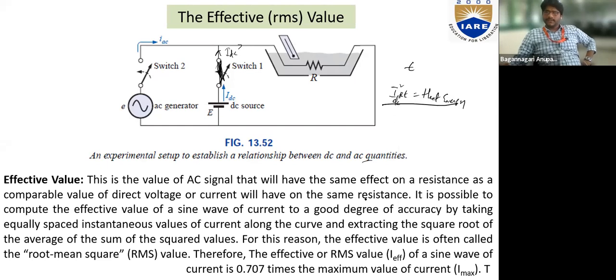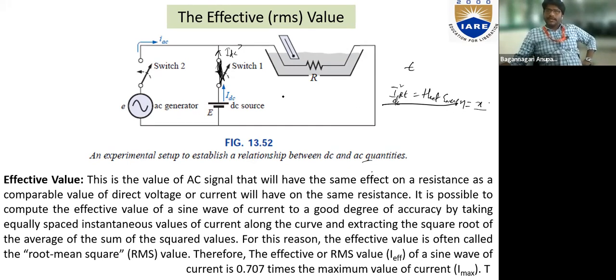So IDC square RT. If I allow some IDC amount of current for a time period of t through this resistor R, it will generate a heat energy of IDC square RT. Let us say it has produced some heat, represented in joules, watts or kilowatts. Let me write it as some value x joules. Whatever the units are, take it as some value x.